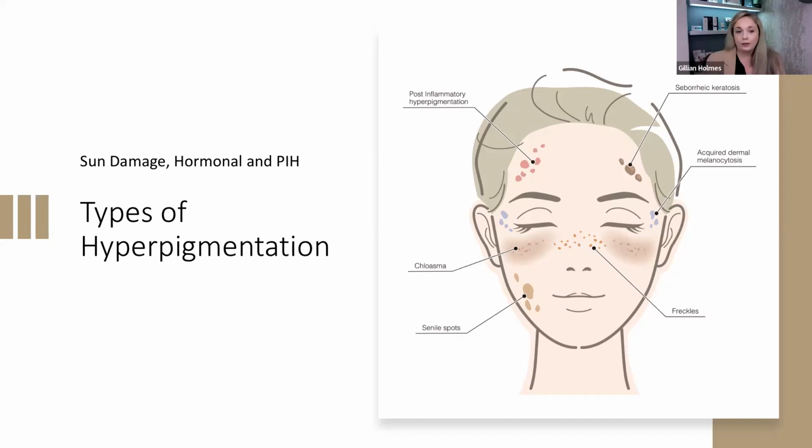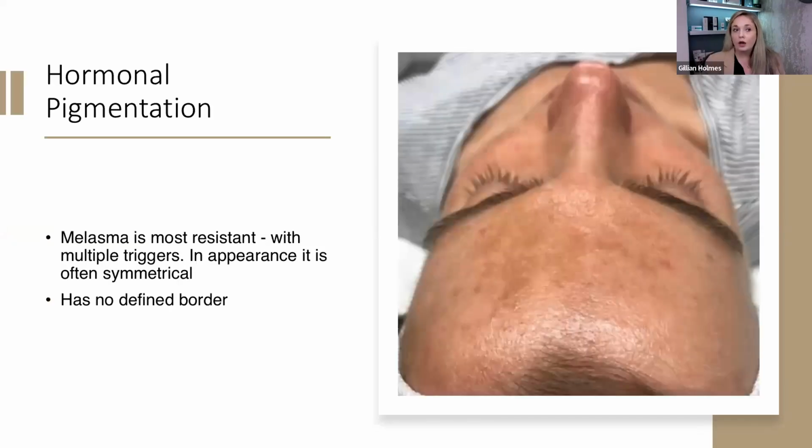So, hormonal pigmentation, first of all, in terms of colour, it does tend to be brown or greyish brown patches, often a little bit mottly in appearance. Now, the picture that I've shared with you there is actually a client of mine, and she first presented to me in August 2020.